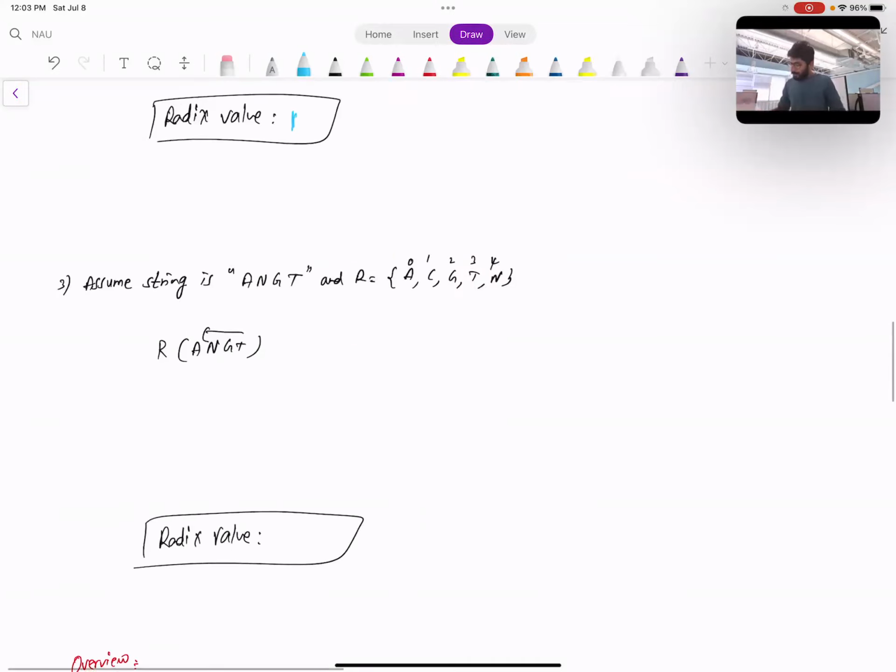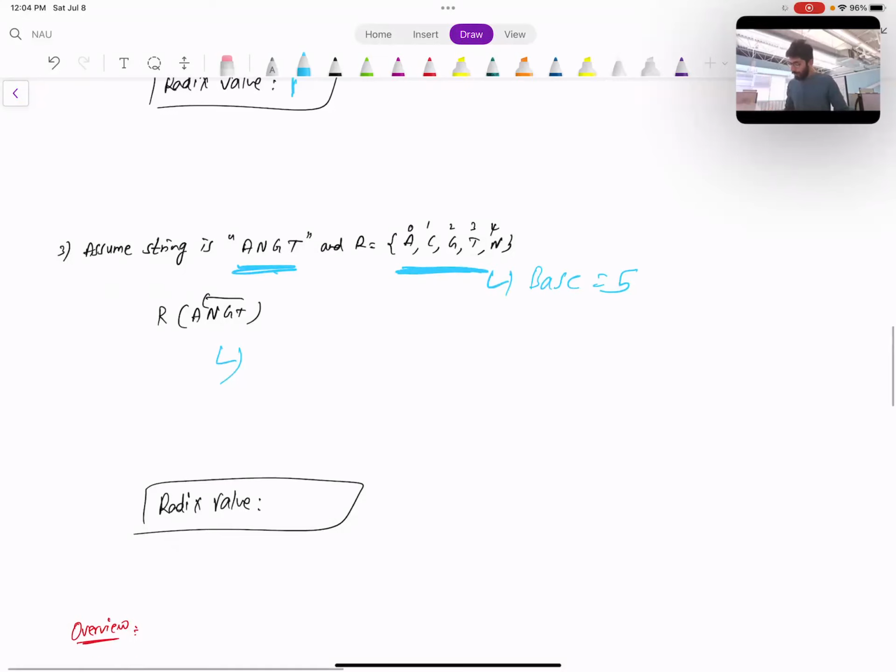Now let's take the example of some other alphabet, which you would also find in homework assignments. Now we are considering 5 characters. So this is my alphabet set: A, C, G, T, N. Now what is my base? Here the base is 5 because I have 5 characters. Clear? And now I want to convert this string into a radix value. It is the same thing. What we have to do? First, pick the character from the last. It is T. What is the base value of T? It is 3, right?